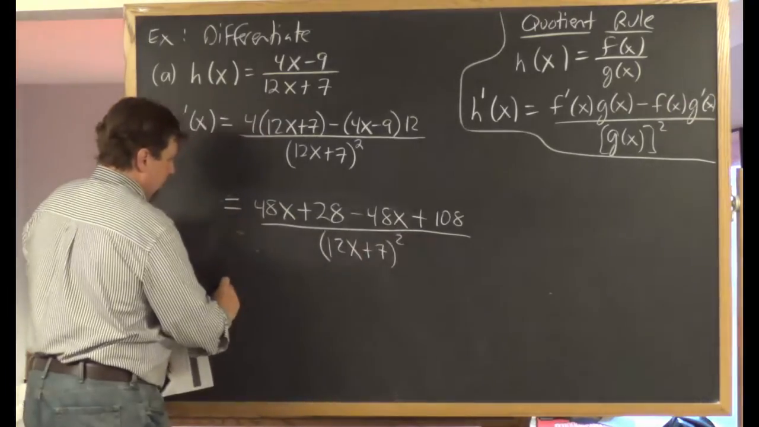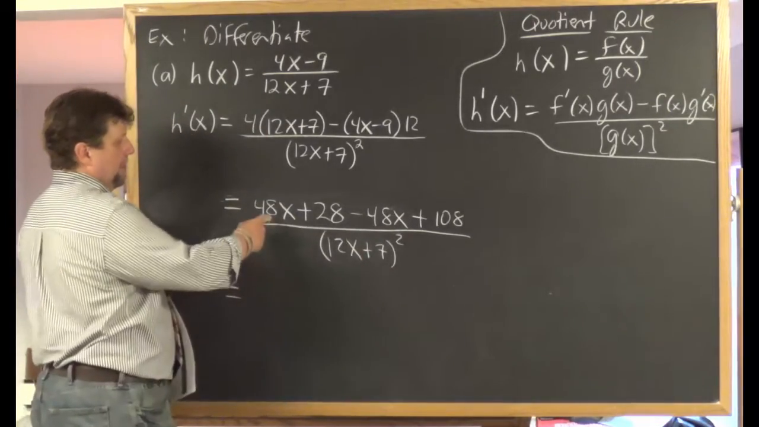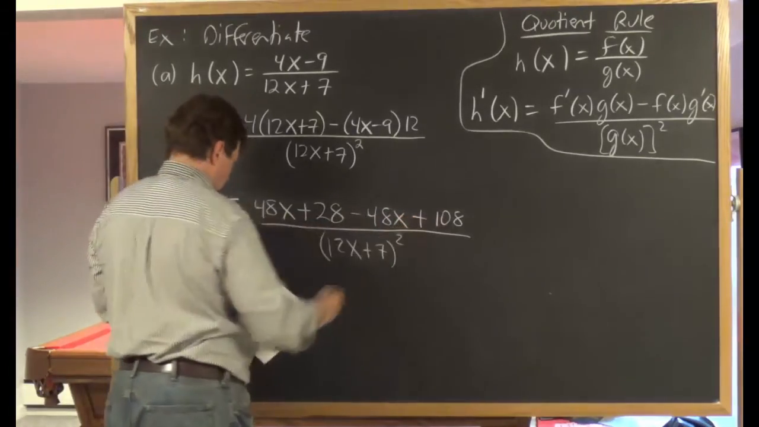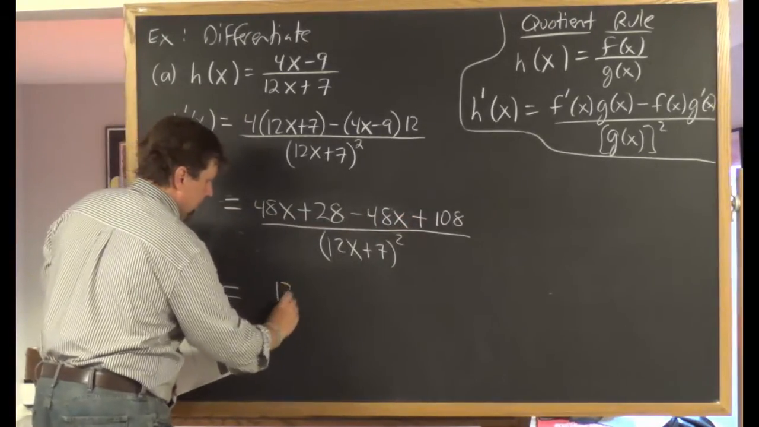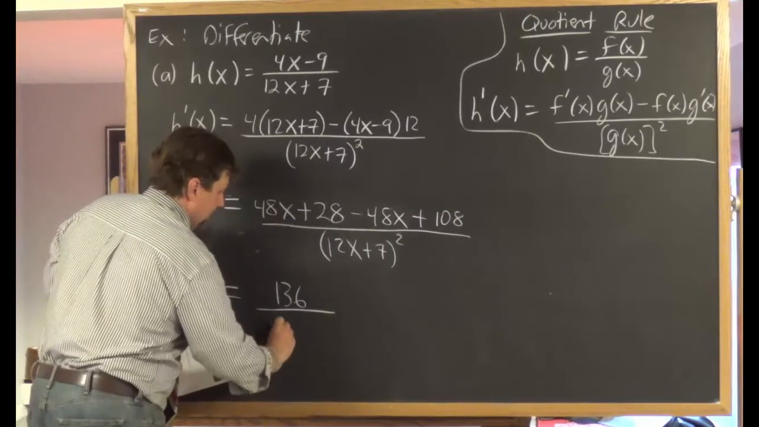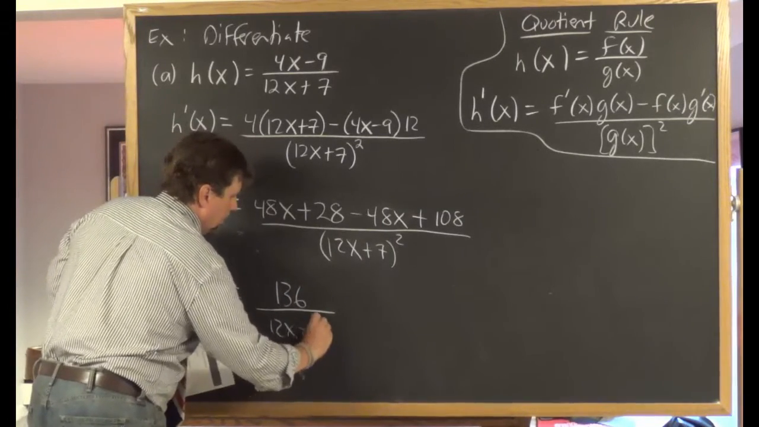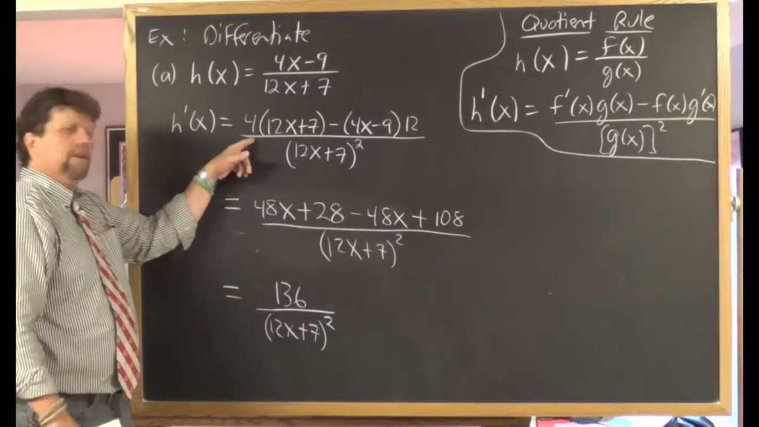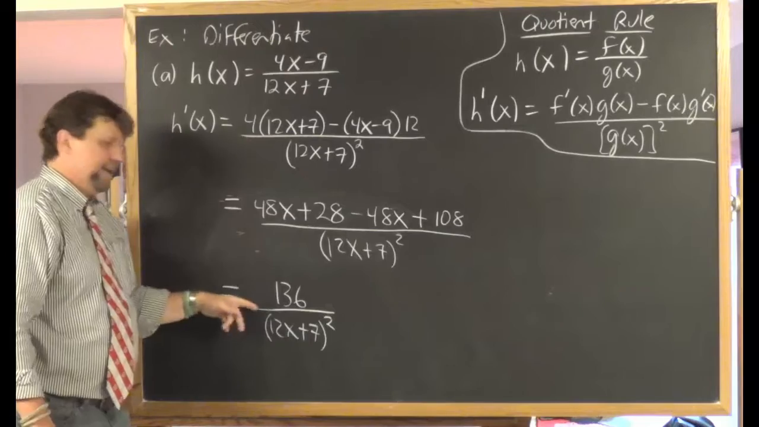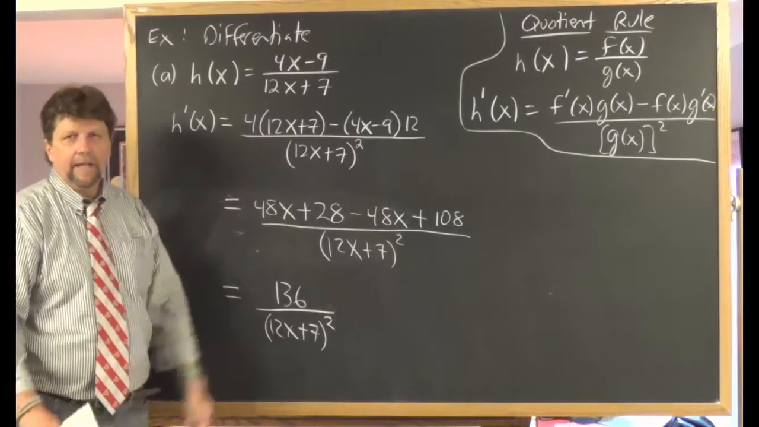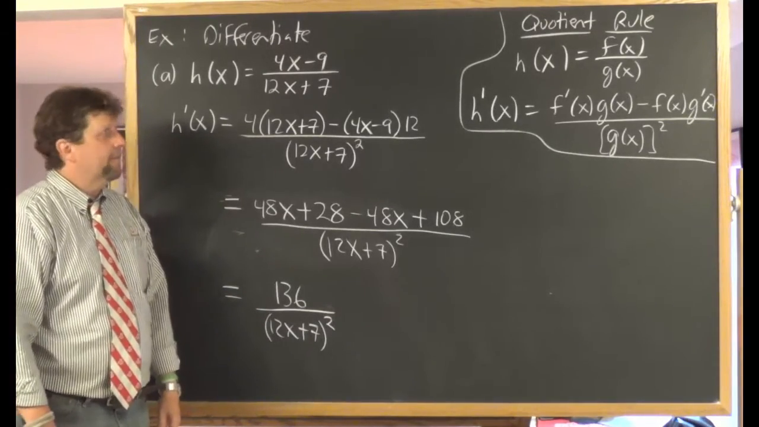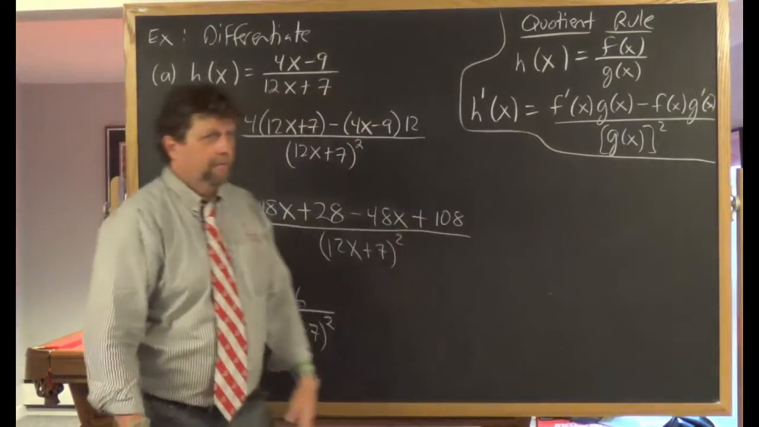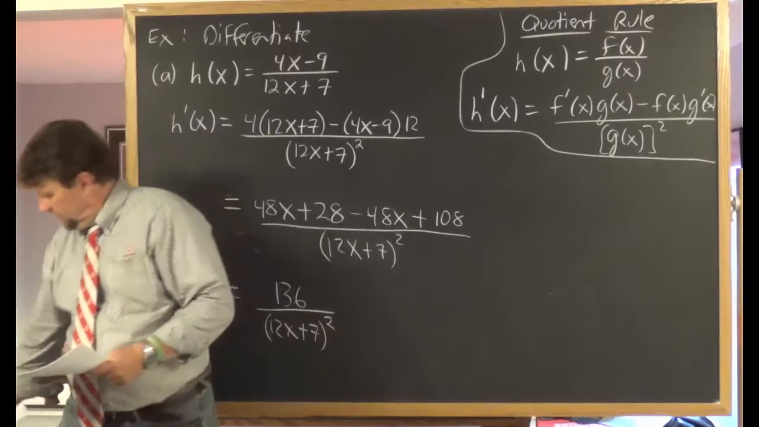And then if you combine like terms, 48x minus 48x, that's 0. 28 plus 108 is a 136. And that's over the denominator squared. So this is the result of the calculus, and then everything after that is just algebra simplifying. What the heck, we go ahead and do a little simplifying. So again, that's using the quotient rule. Now let's look at part B.